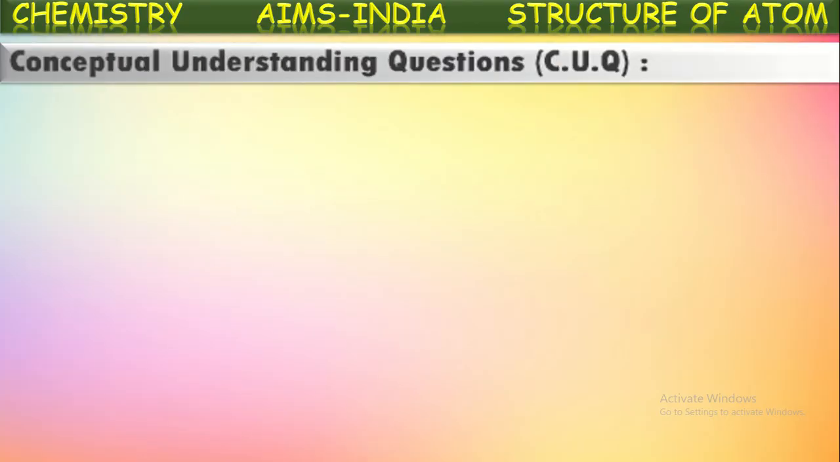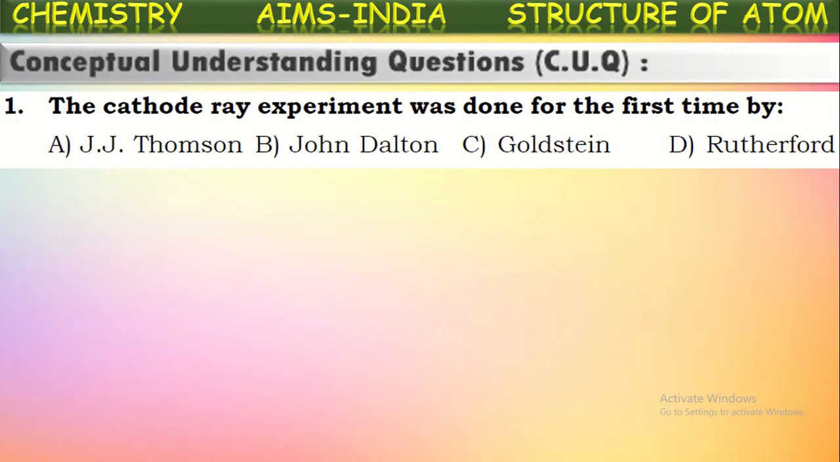First, let us see the conceptual understanding questions on this. See the first question. The cathode ray experiment was done for the first time by, out of those four scientists, J. Thomson. He discovered cathode rays. The credit of discovery of cathode rays is given to J. Thomson. These cathode rays were later called electrons. So this experiment was first done by J. Thomson.